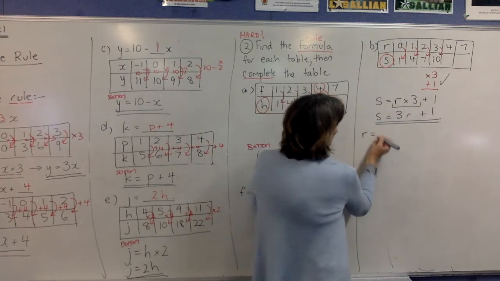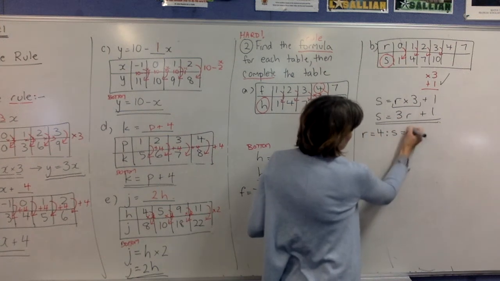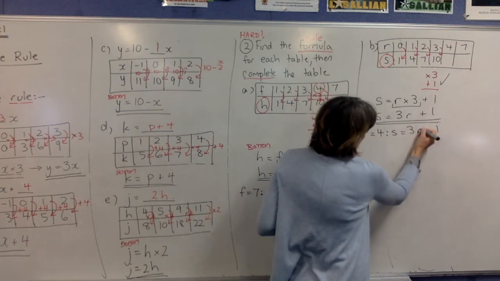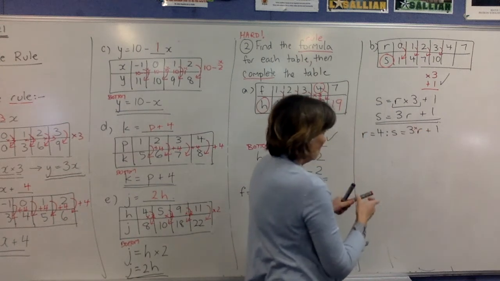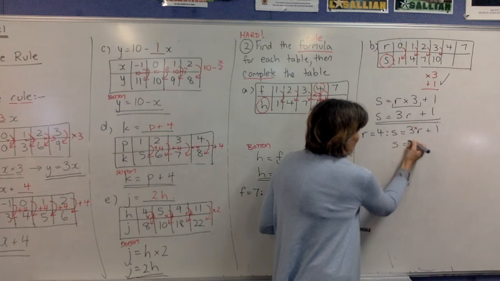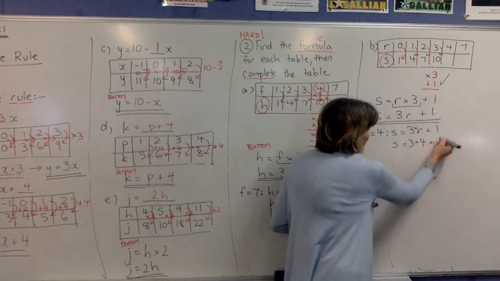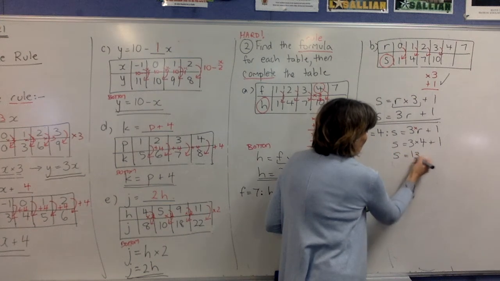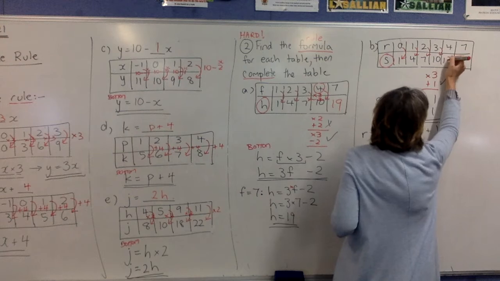So we're going to take our R number of 4, write our rule down. Don't forget that you have a times in here between the number and the letter. And sub in. S equals 3 times our R number, which is 4. Go to your calculator and work it all out and you'll get 13. And we put it in the table.